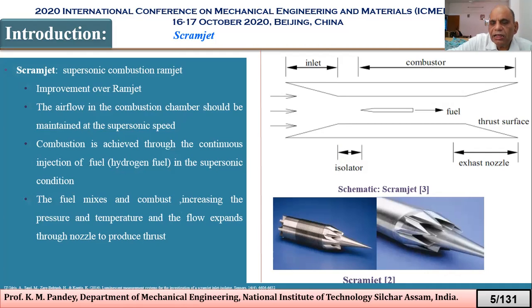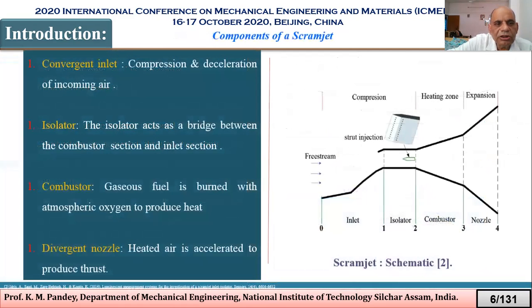And here in the diagram, we can see there is the inlet section, then the isolator, then the combustion zone, inside which one strut is also visible. And what is a strut? We will come to this at a later part of the talk. Here the convergent inlet is there, with compression and deceleration of incoming air.